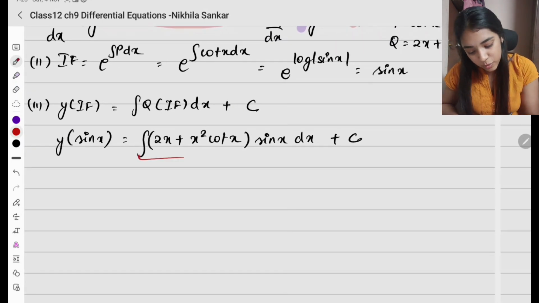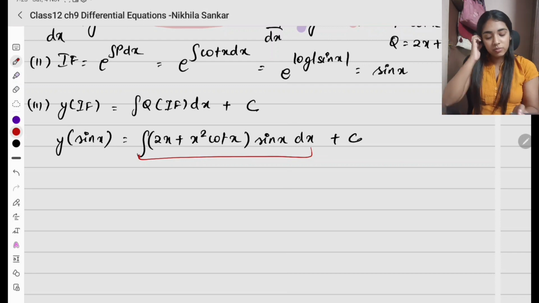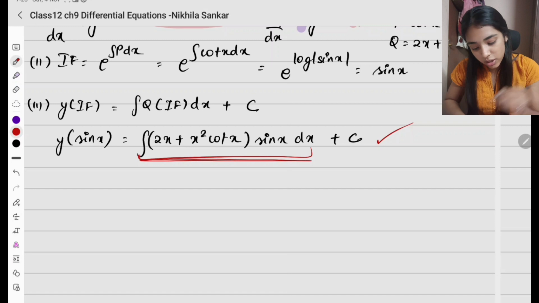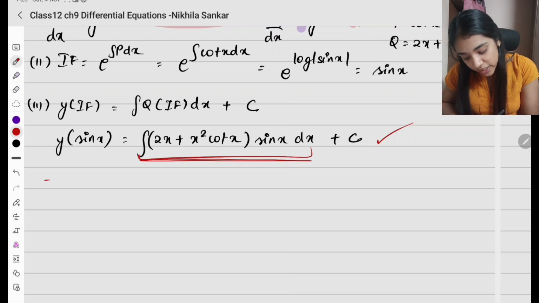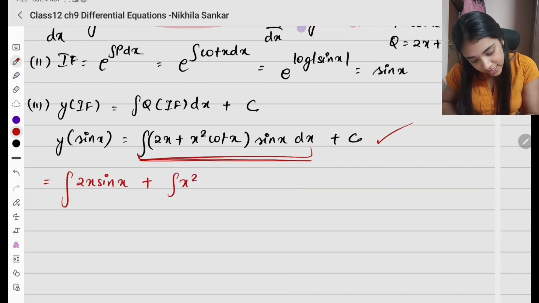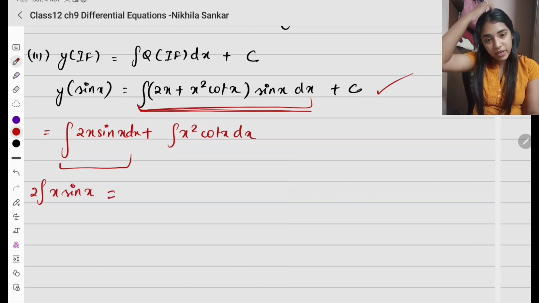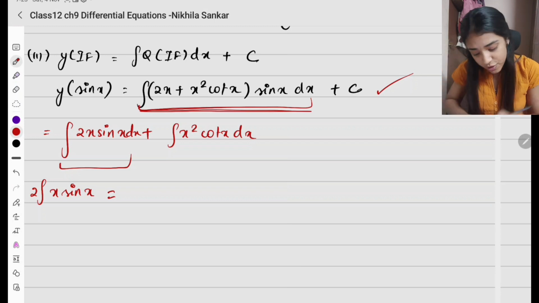Okay, first we will do the term. That is the only thing we need to do. So this is going to be my solution wherein I have to solve for this particular term. So shall we do this first? So I'm going to split the integral. So this is going to be 2x sin x plus x square cot x dx. Here there is a dx. Okay? So shall we do this term first? So I'm going to take the 2 outside: integral x into sin x. This I'm going to solve by parts.